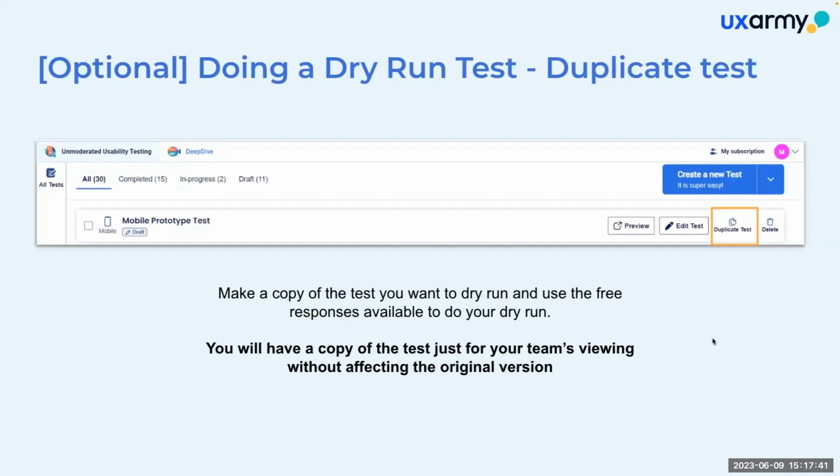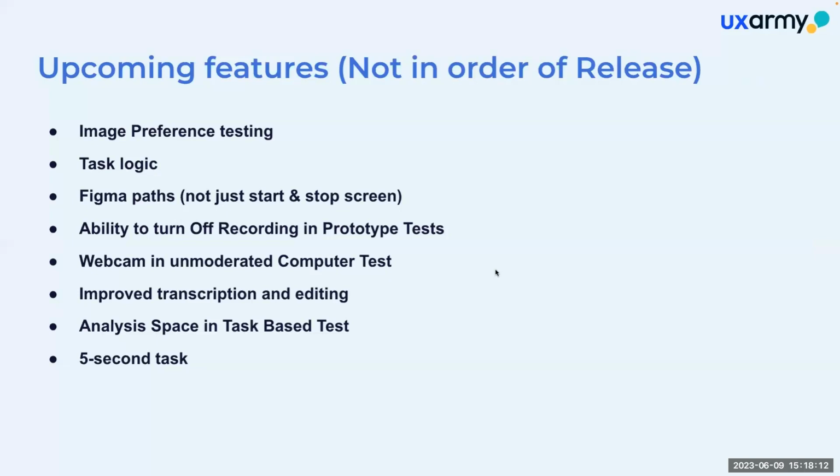This is the duplication of the test. You can duplicate your test, for example, if you want to use a different task instruction, then you can use this feature. Or, as mentioned, if you want to make a copy for a dry run, you can duplicate first and launch the duplicated version for the dry run.